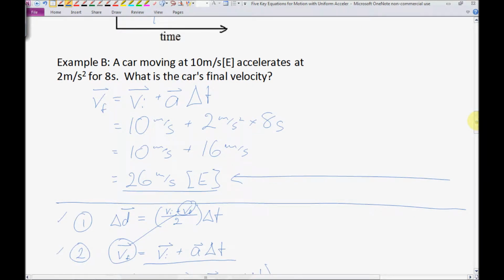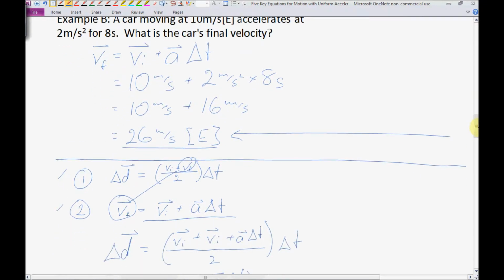Okay, now we're going to take equation 1 and we're going to take equation 2 and we're going to mash them together. So we're going to take the Vi plus a delta t and substitute it in for the final velocity here in equation 1. Here we go. What that will look like now is displacement is equal to initial velocity plus Vi plus a delta t over 2 times delta t.